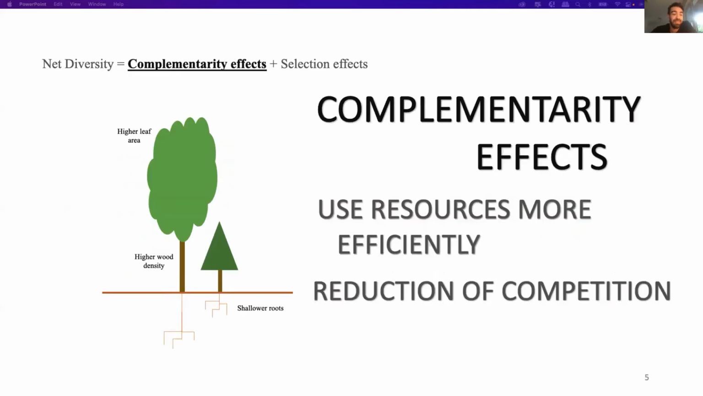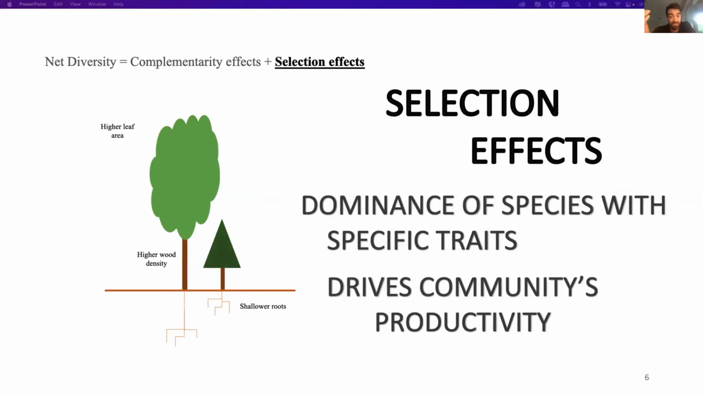So in order to explain these diversity effects, two different mechanisms have been proposed. First, we have complementarity effects, which is very intuitive. It basically states that if we mix species with contrasting functional traits, trees can use resources more efficiently and at the same time reduce the competition for these resources. And second, we have selection effects, right? That states that the domination of one or few species with a specific set of functional traits drives community productivity.